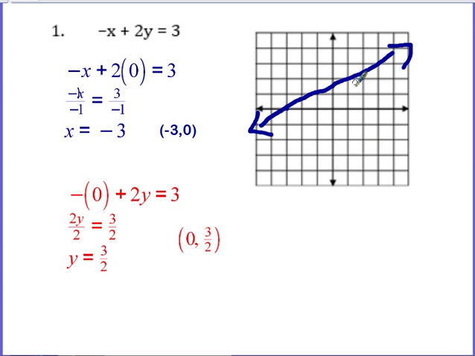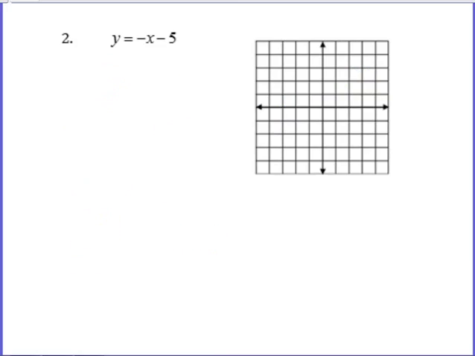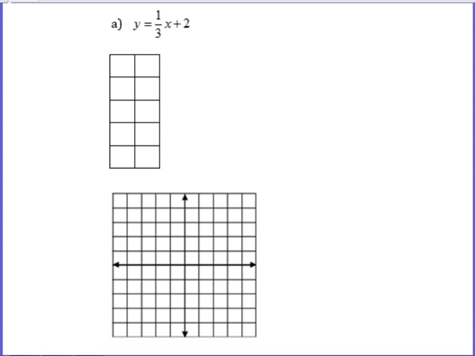Now, I'm drawing this line with my mouse, so it's not very straight. You're going to get a straight edge and draw a perfectly straight line on everything that you turn in to me. I want you to go ahead and try this second example, so pause the video here, try this on your own, and then we will talk about the answer in class.